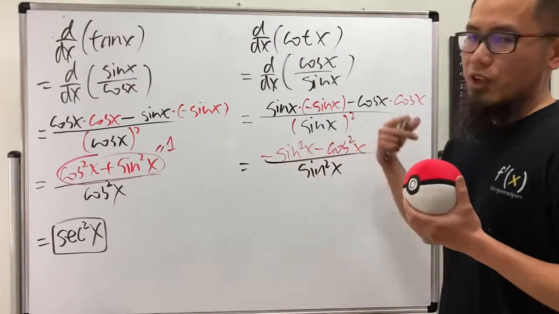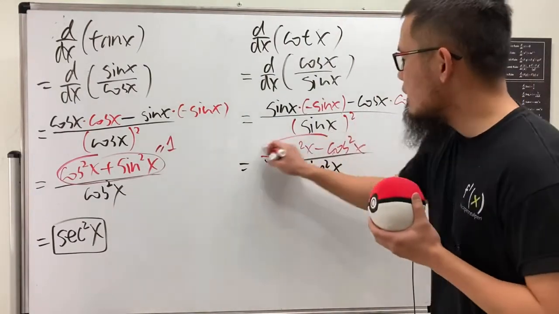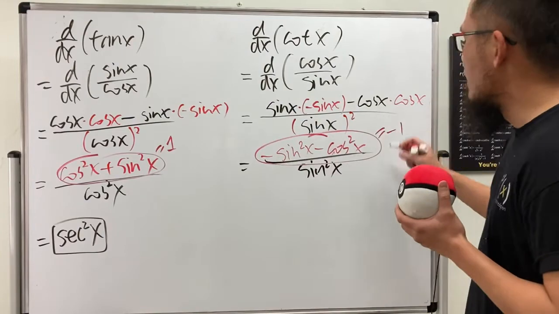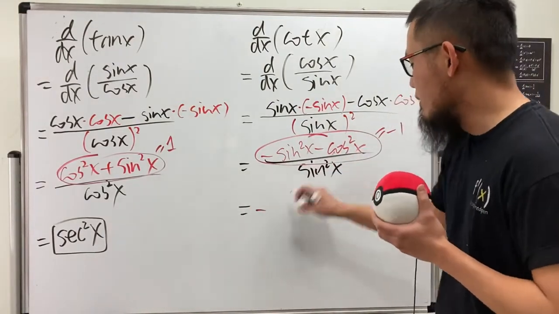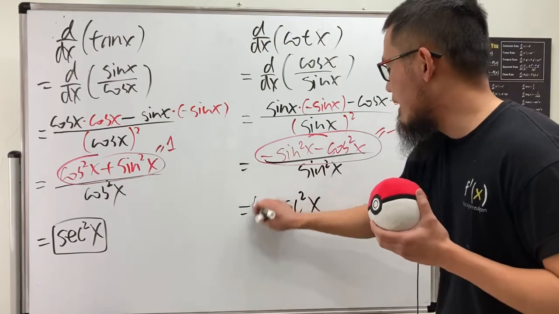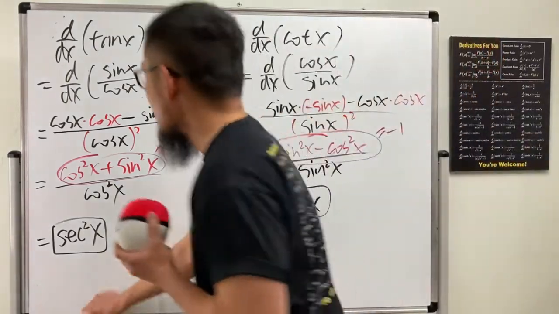We have minus minus, we can factor out negative 1, and it's going to be what? This right here is going to give us negative 1. So this is going to be negative 1 over sine square x. So this is going to be negative, and of course cosecant square x. That is it. Now we have 2 more to go.